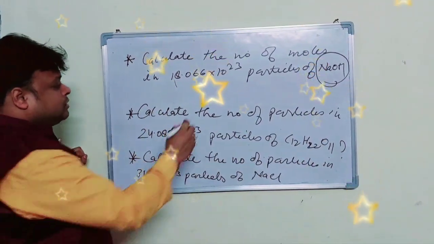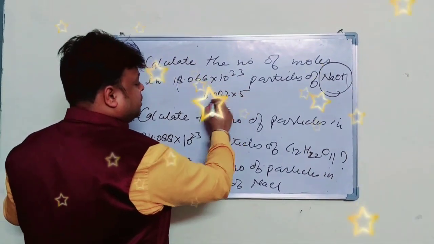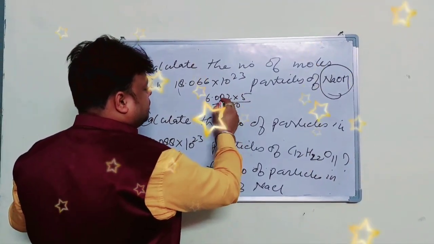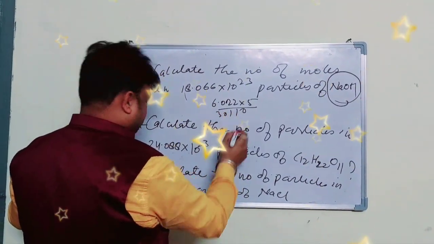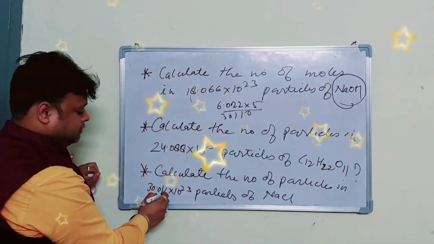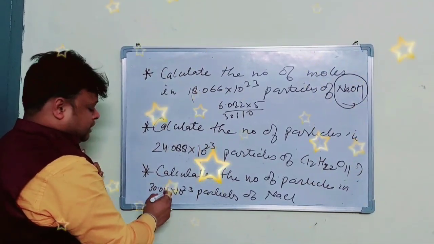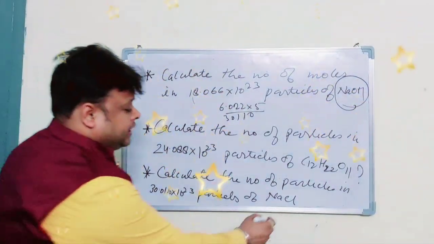I have one confusion. Let me divide 6.022 by 5. So 30.110, right? No, it's a little off. 30.11, right? 30.110 × 10^23 particles of NaCl.